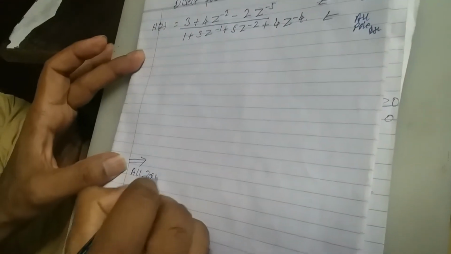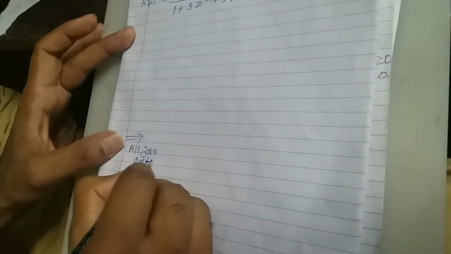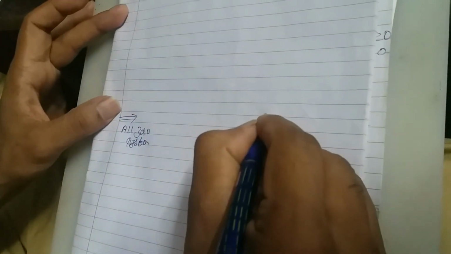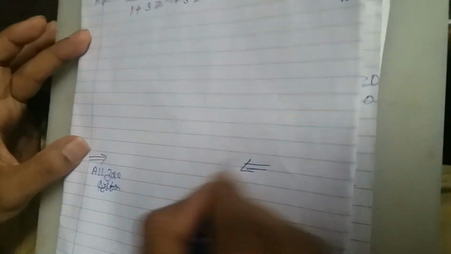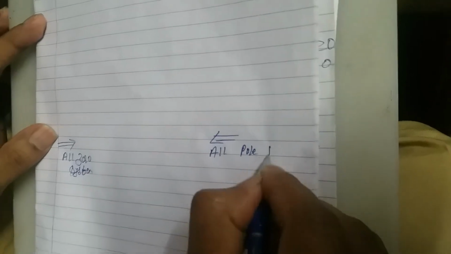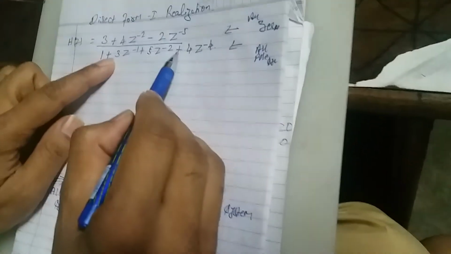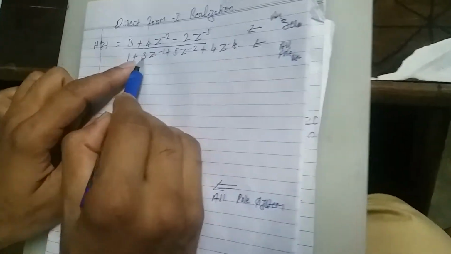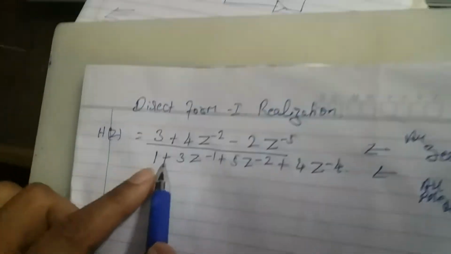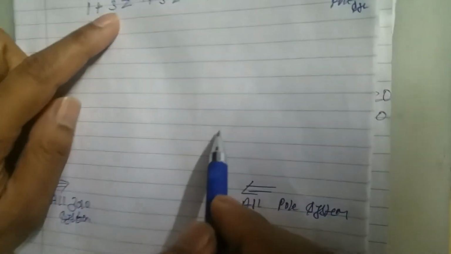The all-zero system should be in the forward direction, and the pole system will be in the reverse direction. So whatever equation we have here, the signs will get flipped. That means if you have a plus 3, it becomes minus 3 in the block diagram. So let's start with this.